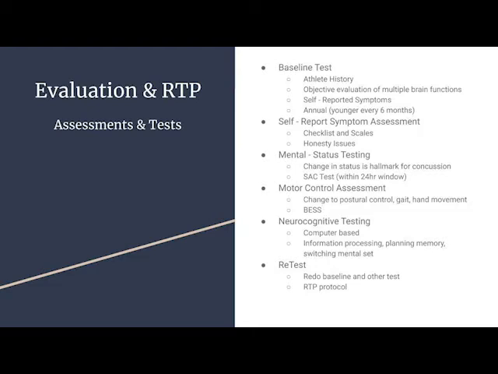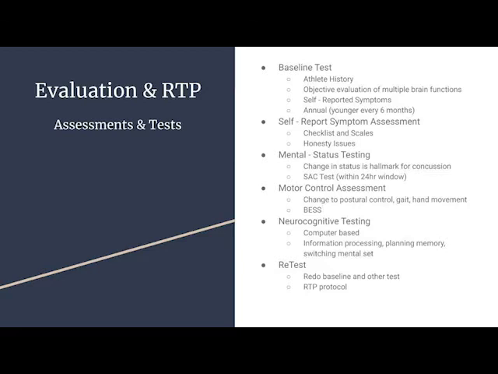Neurocognitive testing. In the past, pencil and paper tests have been administered, such as digit span, controlled oral word association tests, and Hopkins verbal learning test. Now, there are computer-based systems, such as Automated Neuropsychological Assessment Metrics, ANAM, Cogstate Axon, Concussion Vital Signs, Headminder Concussion Resolution Index, CRI, and Immediate Post-Concussion Assessment and Cognitive Testing, IMPACT.